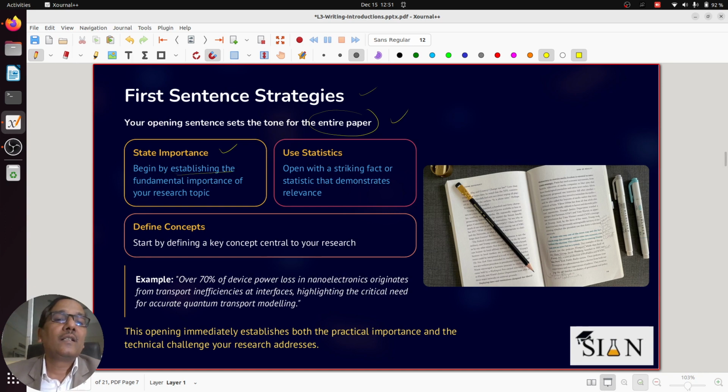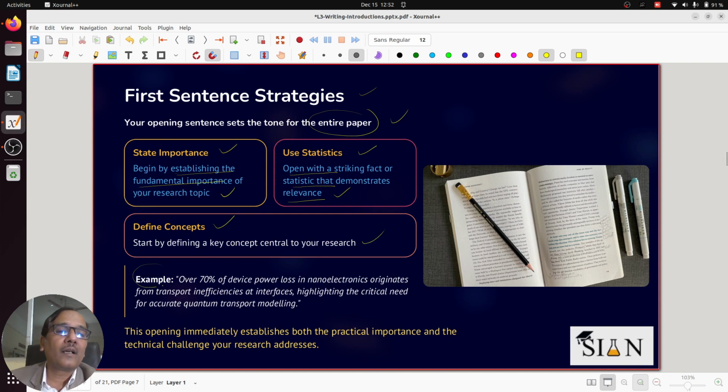Begin by establishing the fundamental importance of your research topic, which you are mentioning in the title. So we will begin with the importance of that research topic, and then use statistics. Open with a striking fact or statistic that demonstrates relevance. And then define the concepts. There are many terminologies we use in the title, as well as the abstract and keywords, so we have to define the concepts. Start by defining the key concepts central to your research.